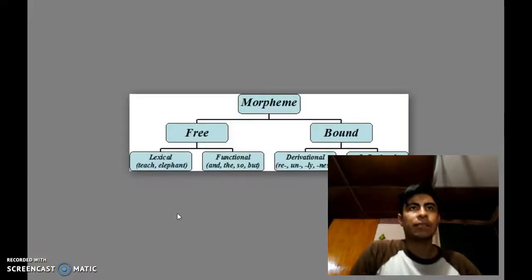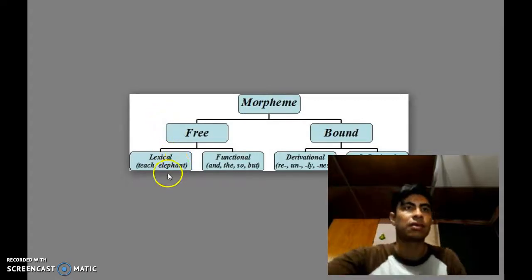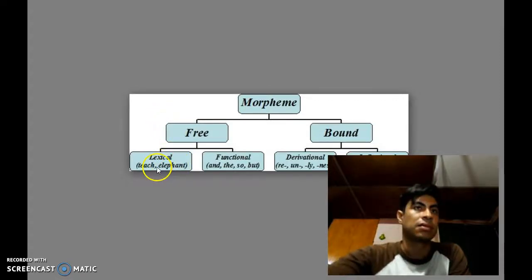Morphemes are divided into free and bound. Free is divided into lexical and functional. In lexical, we have teach and elephant. As you can see, those are words that can stand by themselves, like teach and elephant, which are a verb and a noun.